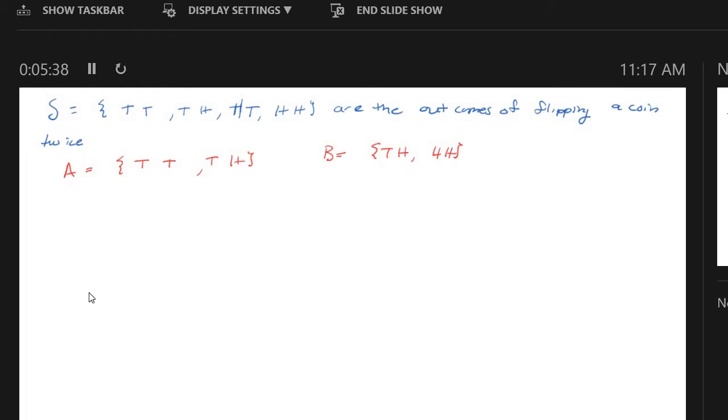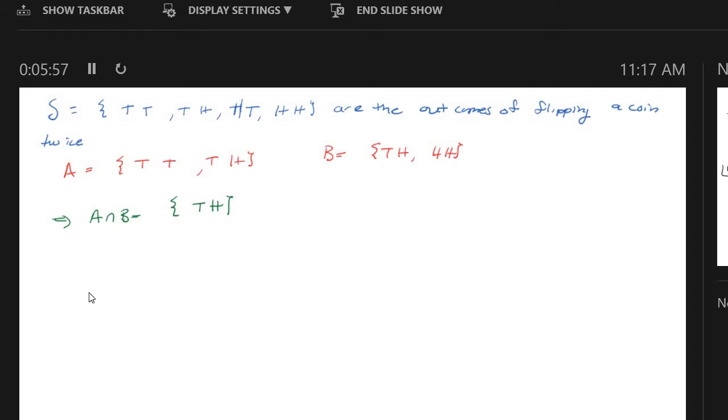So I'm going to give you more examples. I like my Core Squad athlete example, but I'm using flipping a coin twice. You could get tails, tails; tails, heads; heads, tails; heads, heads. A equals tails, tails, B equals this other set. What would the intersection be? It'd be tails, heads, the overlap between the two.